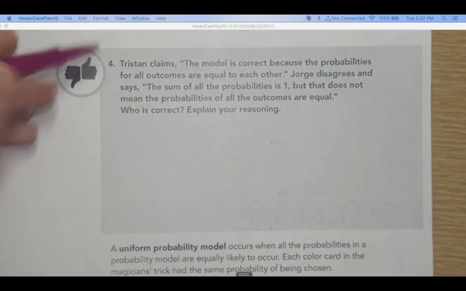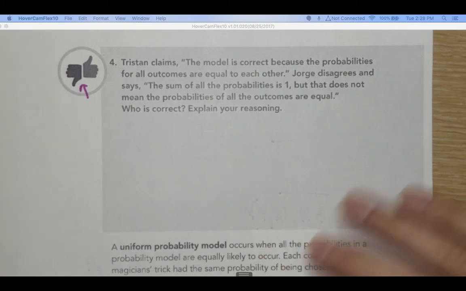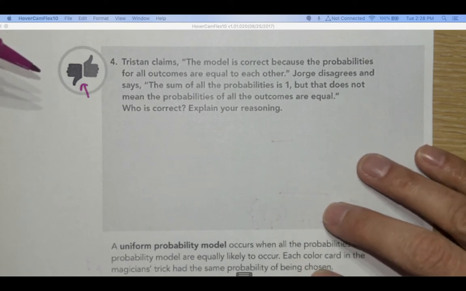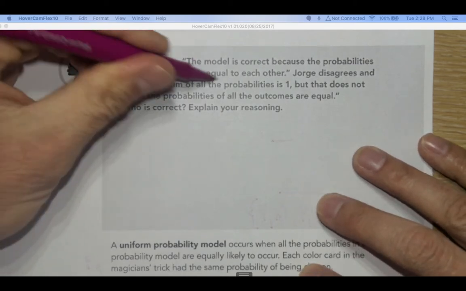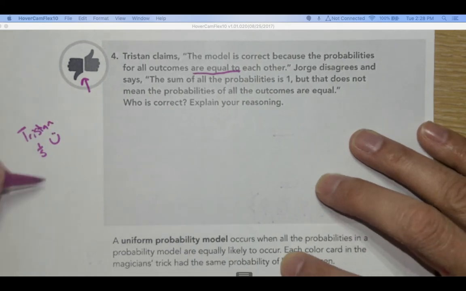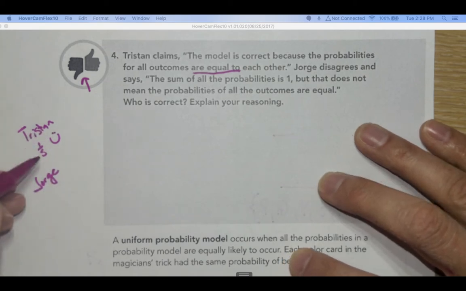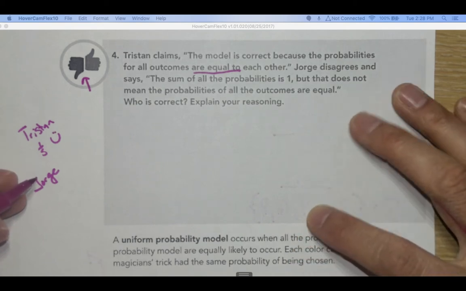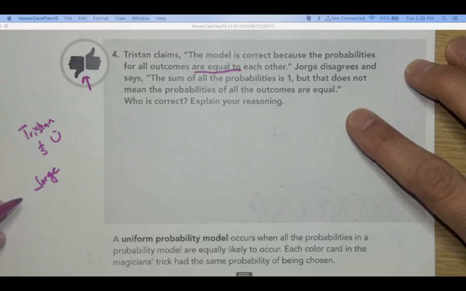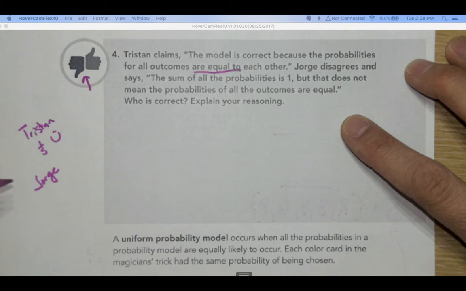All right, so we have to choose who's right and who's wrong. Tristan claims the model is correct because the probabilities for all outcomes are equal to each other. All right, so Tristan is saying because all of them were 1/5, then that means that it's good. All right. Jorge says no. The sum of the probabilities is 1, but that does not mean the probabilities of all the outcomes are equal. Okay. Who is correct? Explain your reasoning.